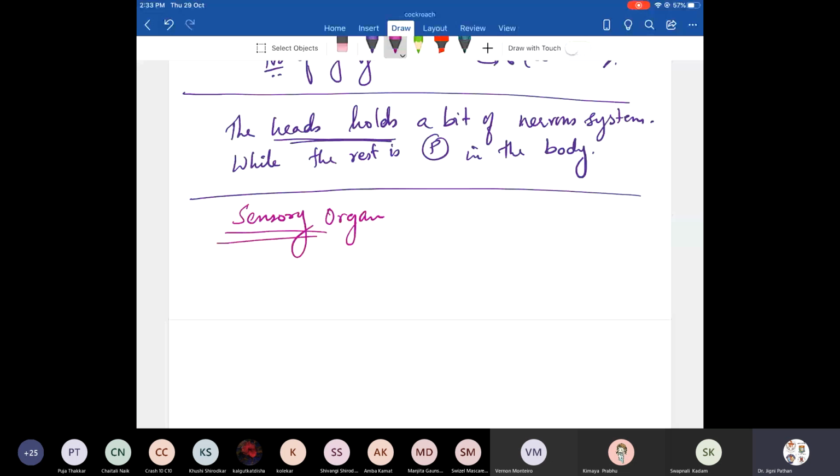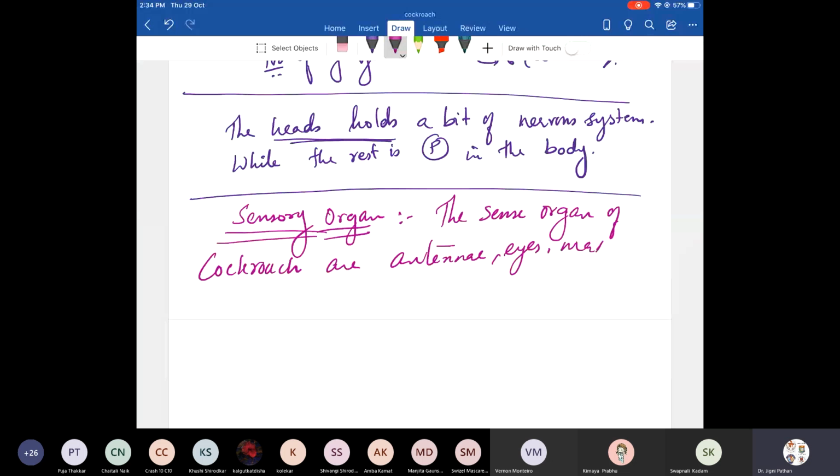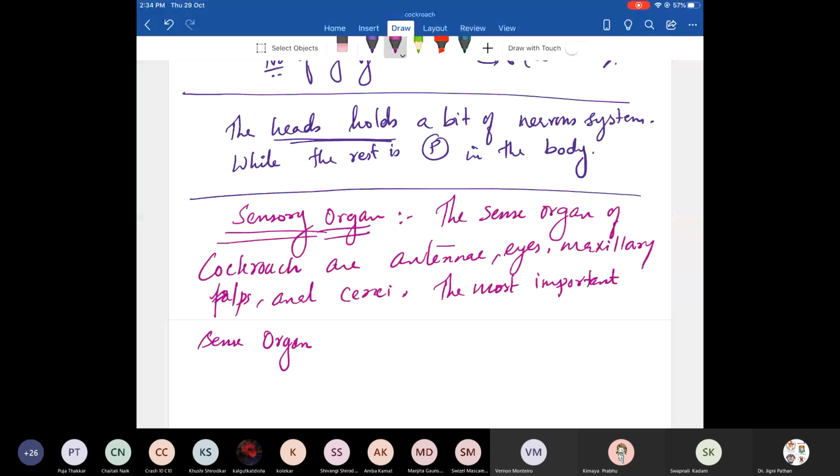Okay. Sensory organs. Now, write down the sense organs of the cockroach: antennae, eyes, maxillary palp, anal cerci. The most important sense organ in the cockroach is a pair of compound eyes.